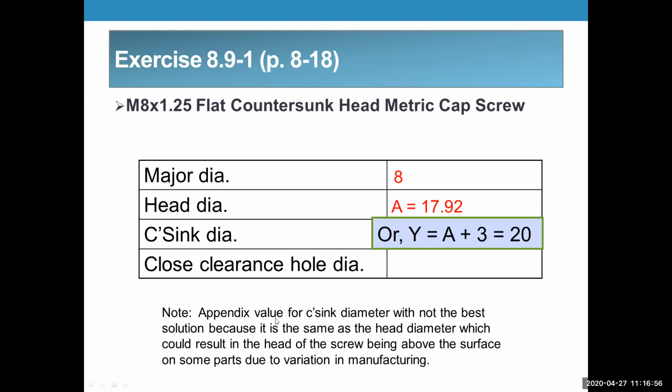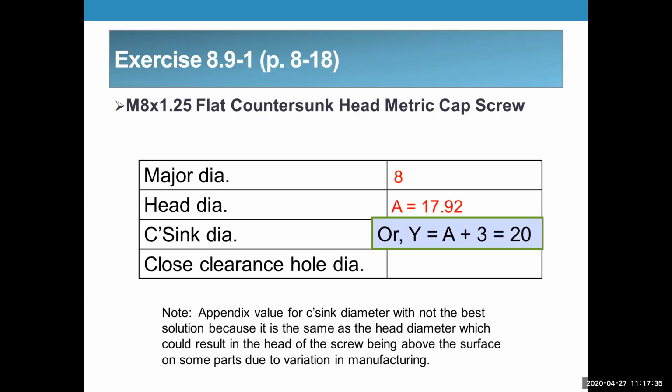It says the appendix value for the countersink diameter will not be the best solution because it is the same as the head diameter, which could result in the head of the screw being above the surface. So what they're saying is that you always want to add that 3 millimeters, or in a standard ANSI screw, 1/8 of an inch.